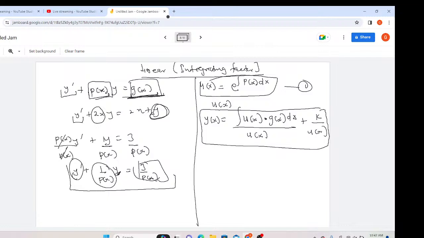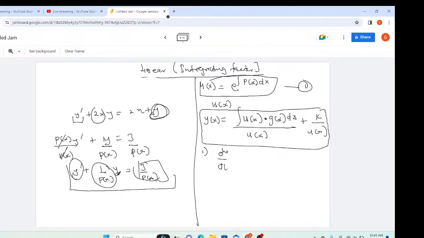You have to keep this formula in your head, and also this. So our u of x is this. You first have to find our integrating factor, and then we should know our g of x, and then everything will be fine. So let's try a few examples. Example 1.